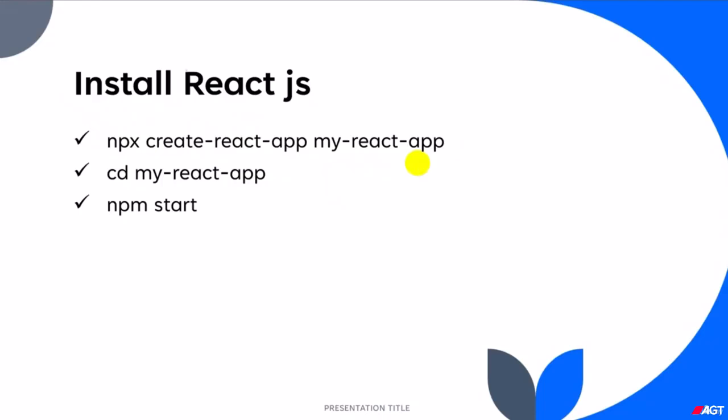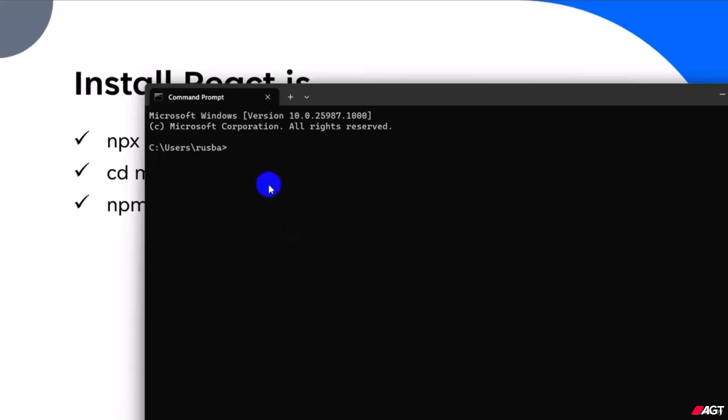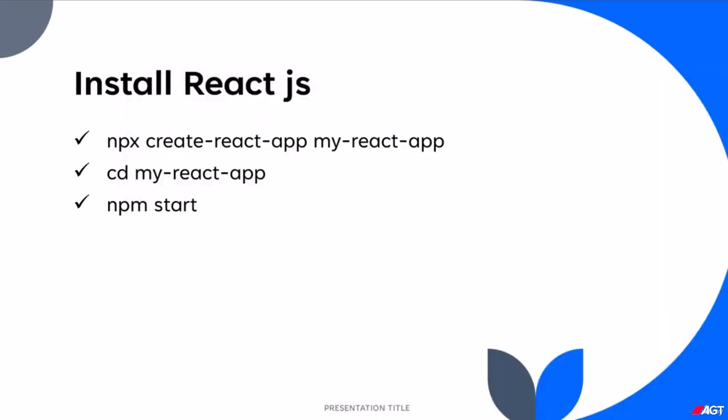React provides a tool called create-react-app, which sets up a new React project with sensible default configuration. Open your terminal and run the following command: copy and paste it into the command line. That is the first step. The next step is cd my-react-app, which navigates into the newly created project directory.